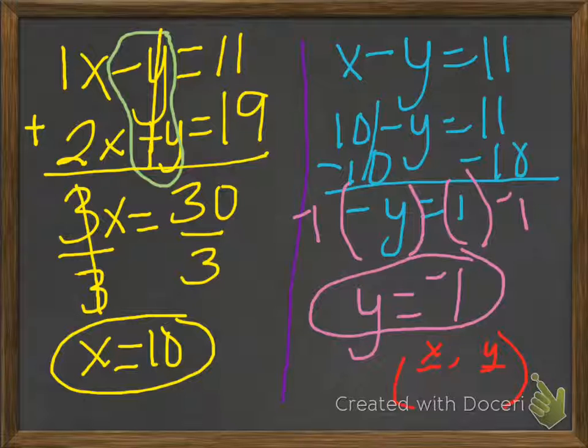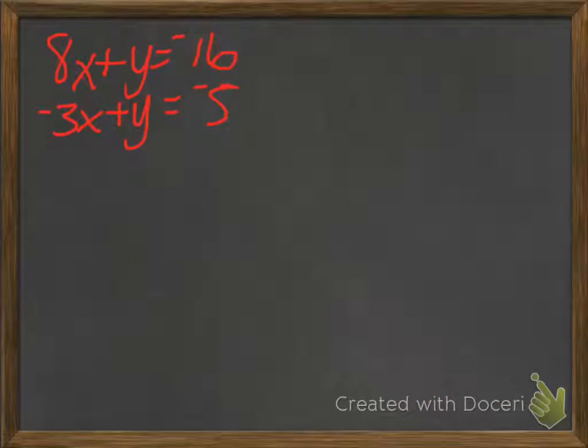The x value that I just found was 10. So that's going to be listed first in my ordered pair. And then my y value was negative 1. So my solution set is 10, negative 1. Again, that ordered pair lets me know where those two lines will intersect. Remember, their intersection is that point that makes both equations true.